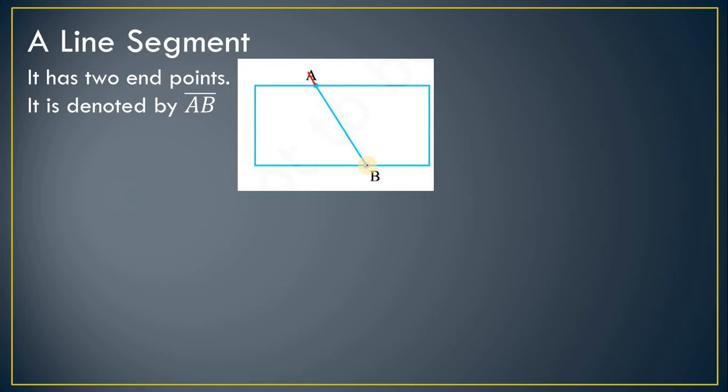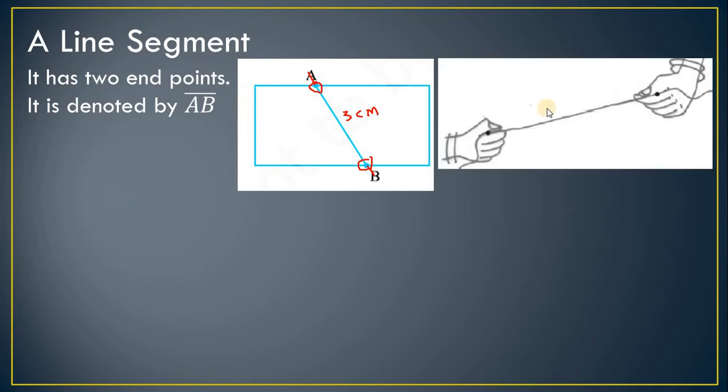Here also we cannot extend its end, because this is the starting point and this is the end point. If its length is 3 centimeters, then its length will be fixed. We cannot change it, we cannot increase it, and it is denoted by AB with a line above. Here is one more example: suppose you are keeping a thread, this is the starting point and this is the ending point, so it has a fixed length.